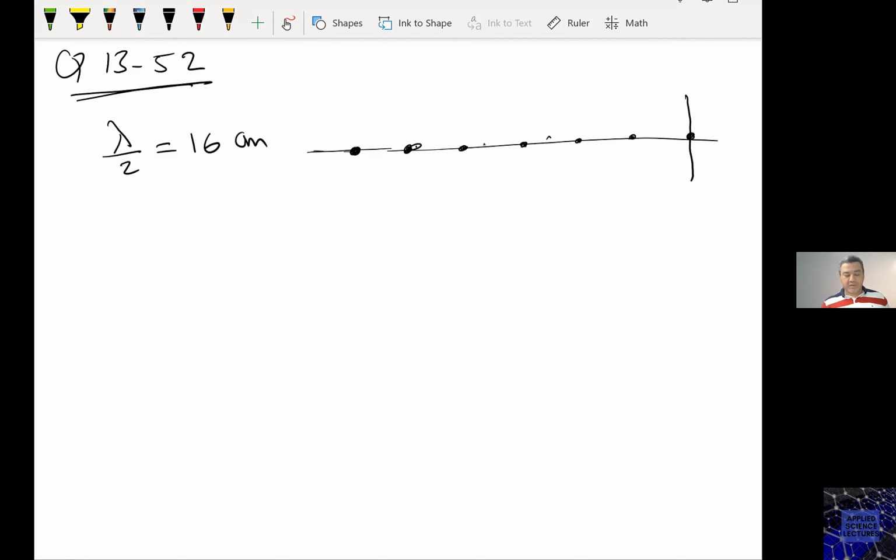Which means I have 7 nodes in total. So I have here 1, 2, 3, 4, 5, 6, 7. So those are 7 nodes in total.